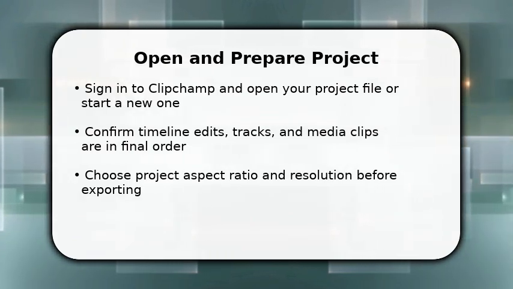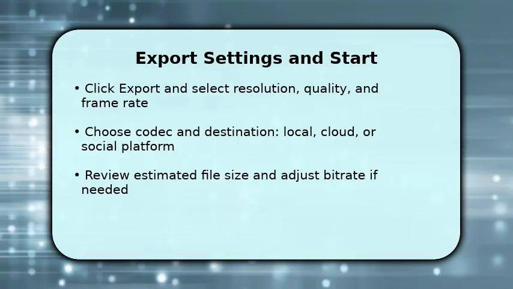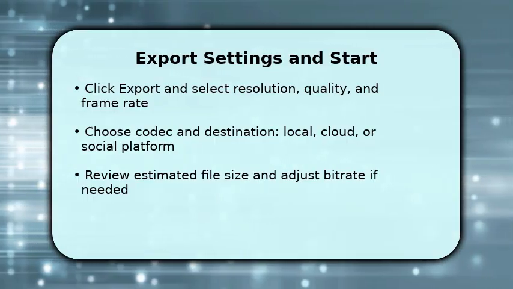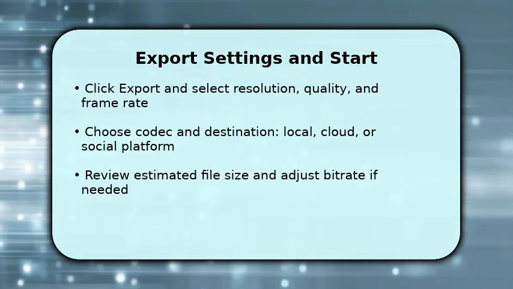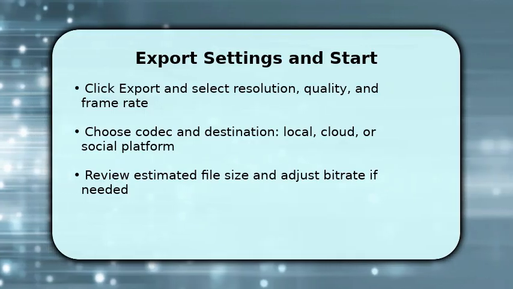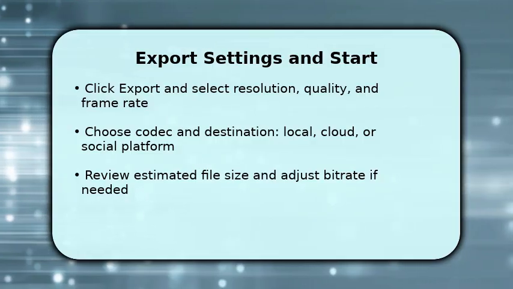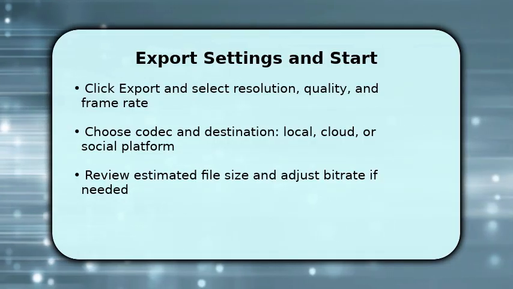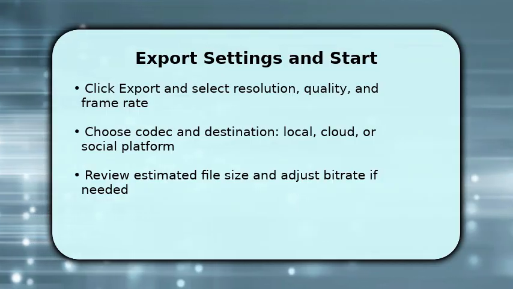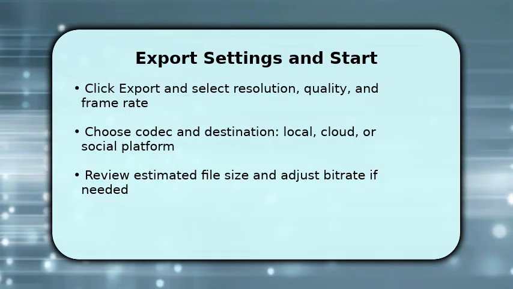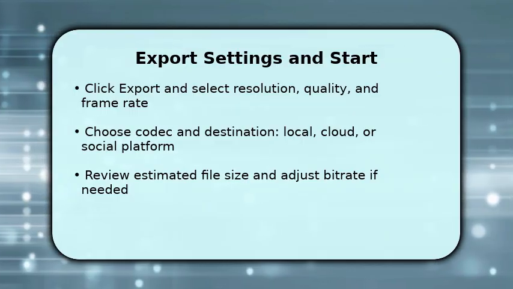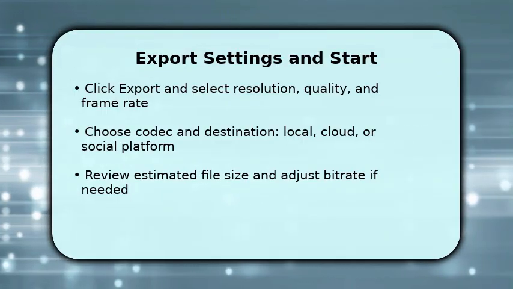Click Export to open the settings panel and choose resolution. Higher resolution means larger files, so balance quality versus size. Next, select quality and frame rate. Pick 30 or 60 FPS depending on motion, and adjust bitrate to control file size. Then pick the destination. Save locally, upload to cloud storage, or publish directly to a platform like YouTube.